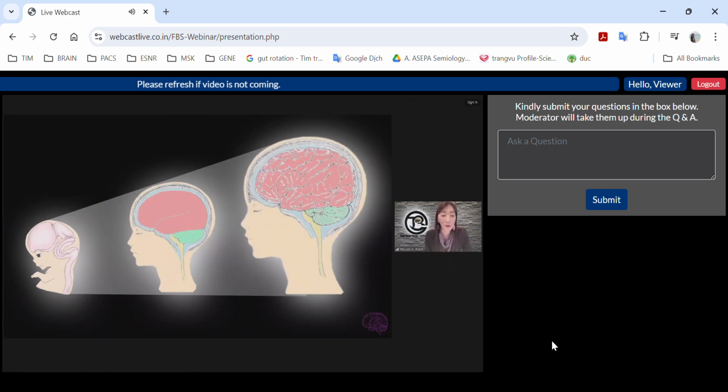In early gestation, the brain is very, very smooth. Brain surface is smooth and no gyrification.